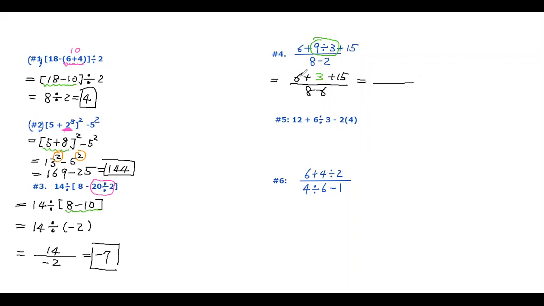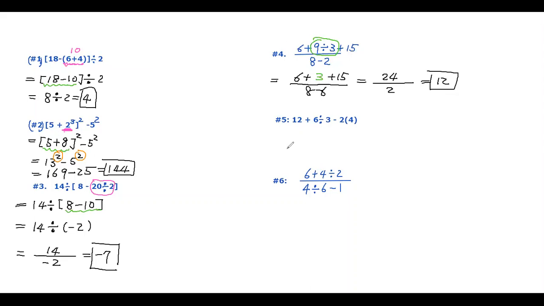Now I need to figure this one out. So 6 plus 3 is 9. 9 plus 15 is what? It's 24 here, right? 8 minus 6 is what? It's 2. So what I have here is 12. All right. Okay, now let's take a look at these ones here.